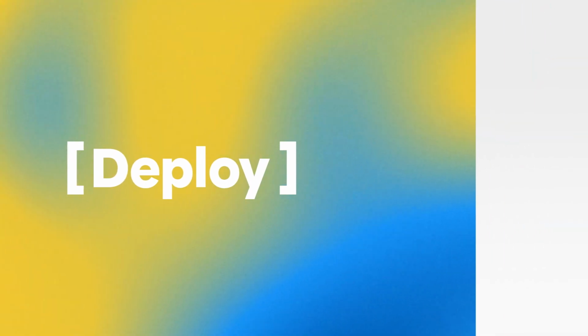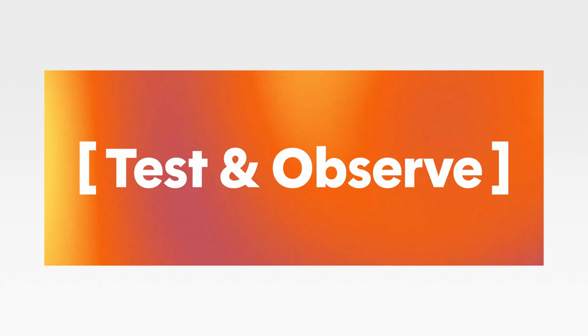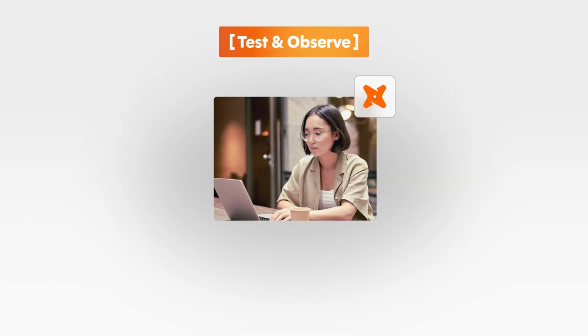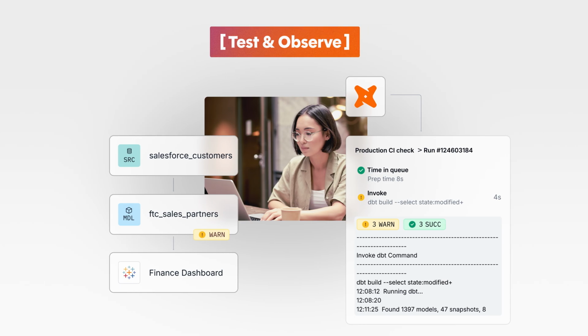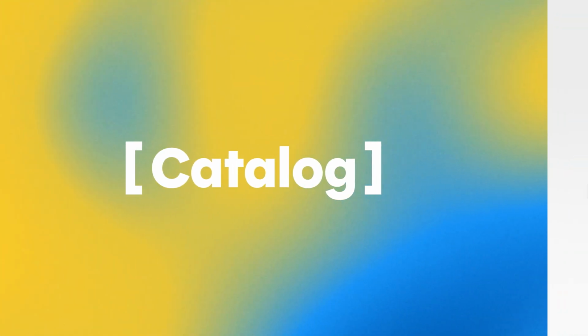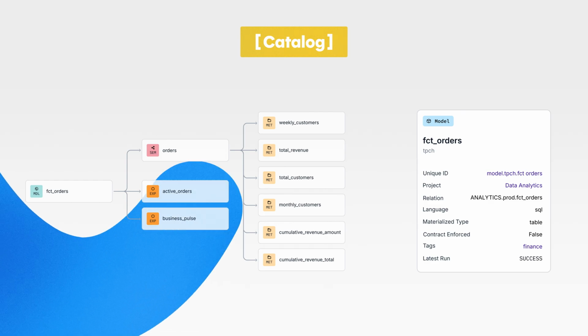Track code changes and weave agile data development through CI/CD workflows that ensure fast deployments without breaking pipelines. Error-proof your data and AI products with automated testing and built-in observability to help you spot and resolve issues fast. Get full visibility into dependencies and use cases through automatic data lineage and documentation.